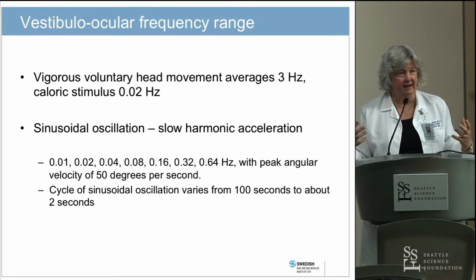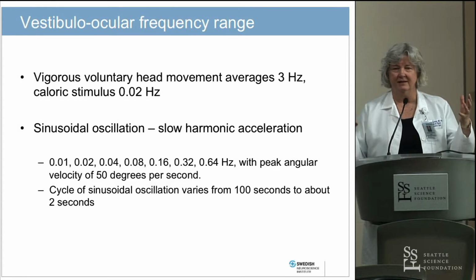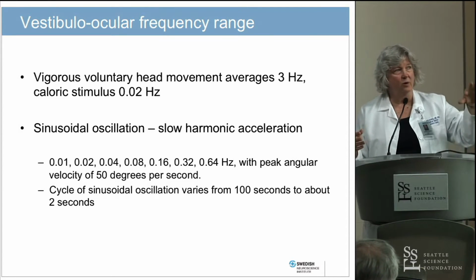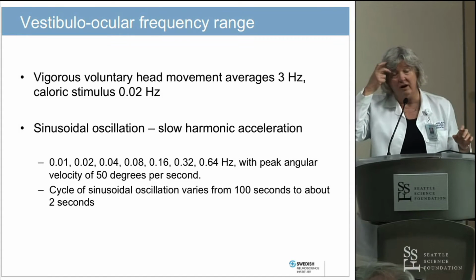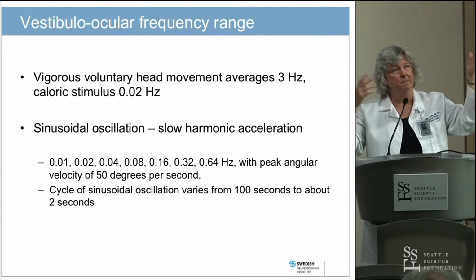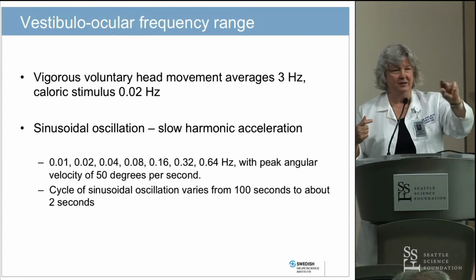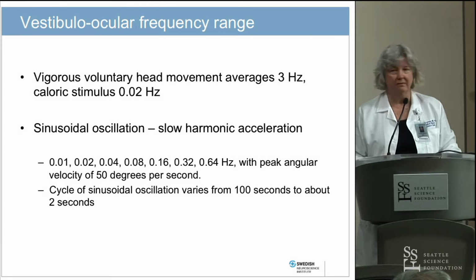Typically, in our day-to-day function, we're kind of going like this. And the rotary chair is perfect for testing these frequencies, 0.01, 0.02, 0.04. The frequency is the inverse of the cycle. So let's say a 0.5 is 1/2. And so the cycle is 2 seconds. So 1, 2, 1, 2. This is the frequency the chair can test at its highest speed. And then the slower ones are here.